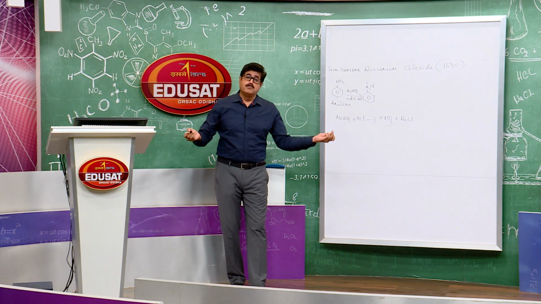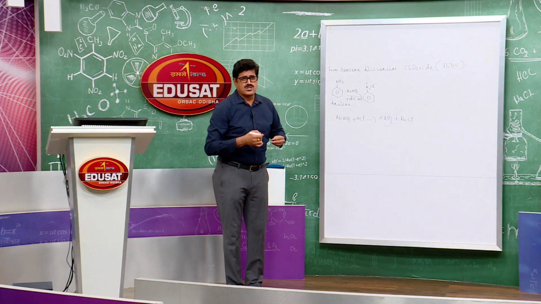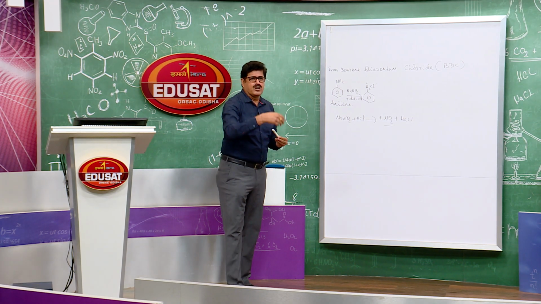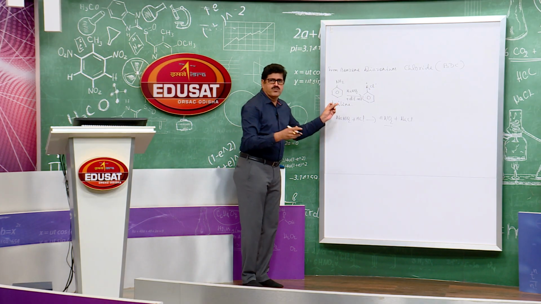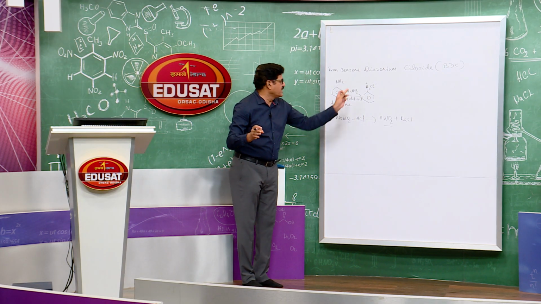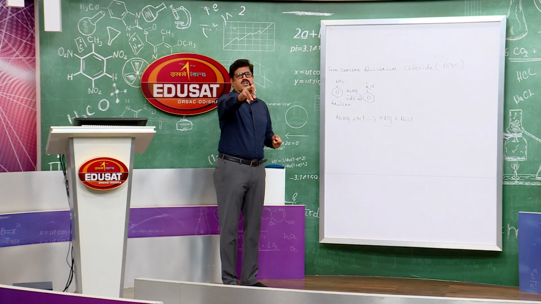This is nitrous acid, but unfortunately it is not available in our laboratory as it is unstable. So, it is prepared in solution from sodium nitrite and dilute HCl. Aniline, when treated with sodium nitrite and dilute HCl, gives BDC, benzene diazonium chloride, but BDC is unstable. Once again, BDC is unstable.